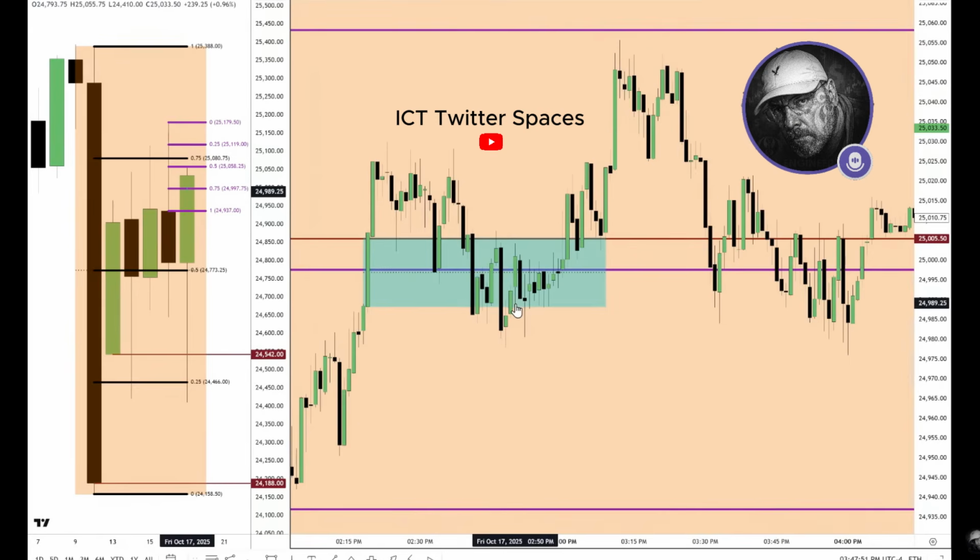Obviously, sometimes on the 1 minute chart you won't be able to see a very obvious inefficiency that was left. You may have to swap to the 2 minute, for example, and then I kind of go from there.